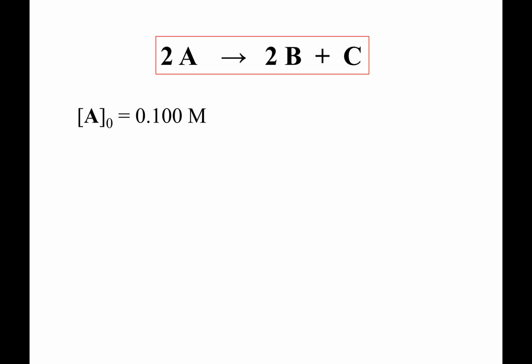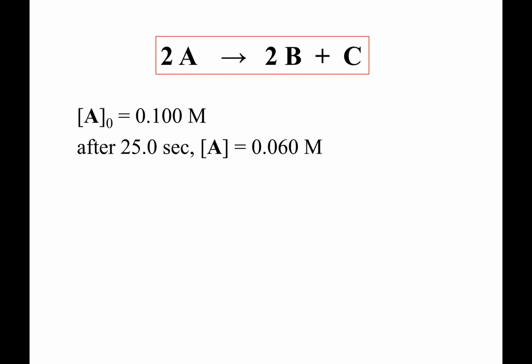So the initial molar concentration of A, that's what you would say. Initial molar concentration of A, 0.10 molar. We're going to go ahead and let it go for 25 seconds, which seems like a long time. And now it is decreased to 0.060.